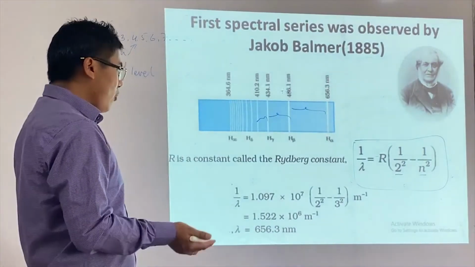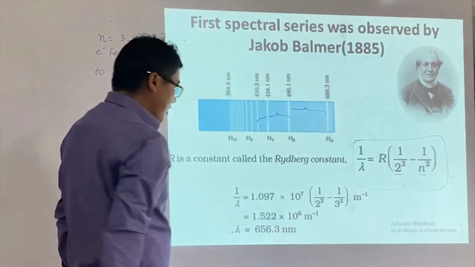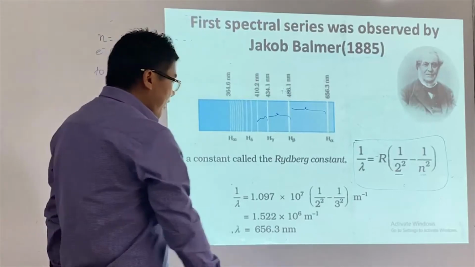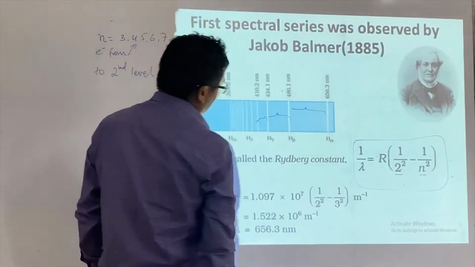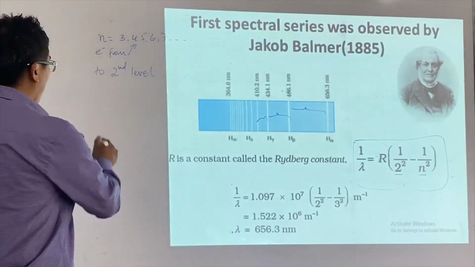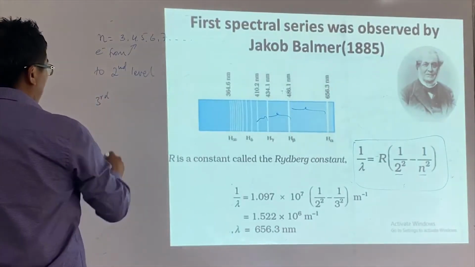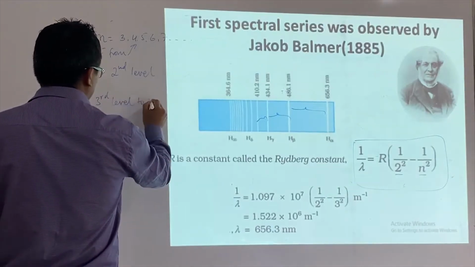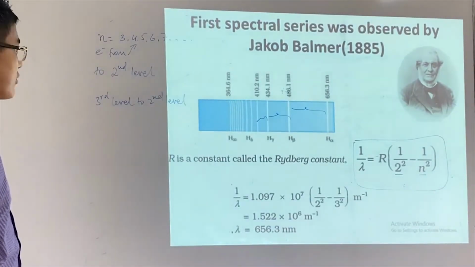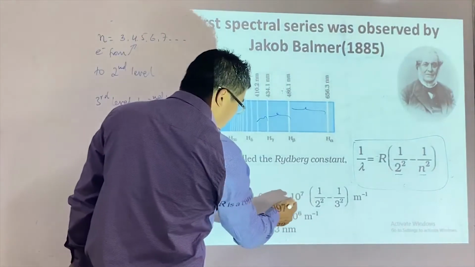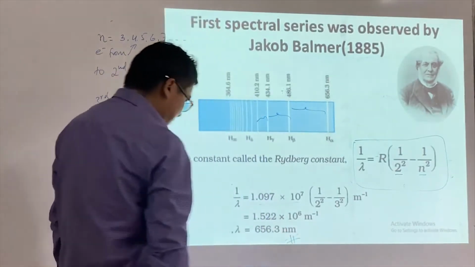Now look at here. The first one is this, the longest wavelength, right? When I put the number three, that means the electron is coming from the third level to the second level, right? And if I use this Rydberg constant and substitute, finally we got this. All right, this is a wavelength.